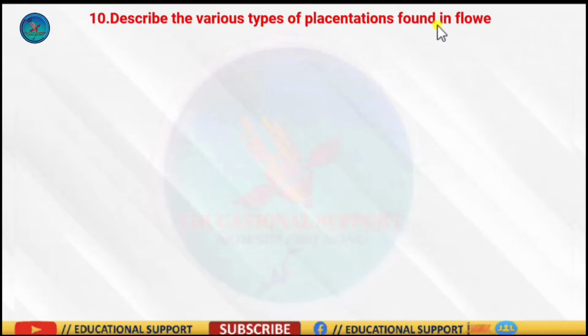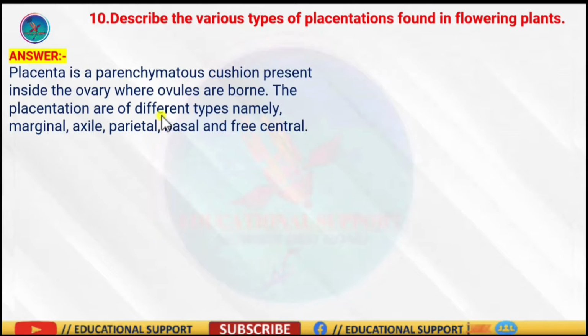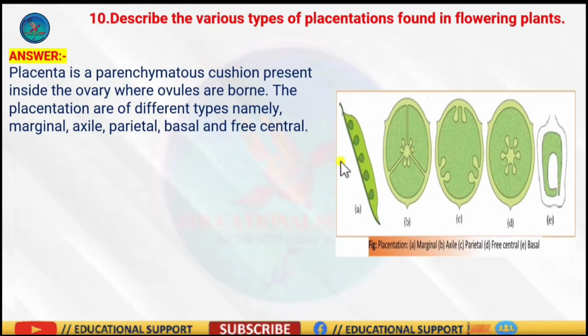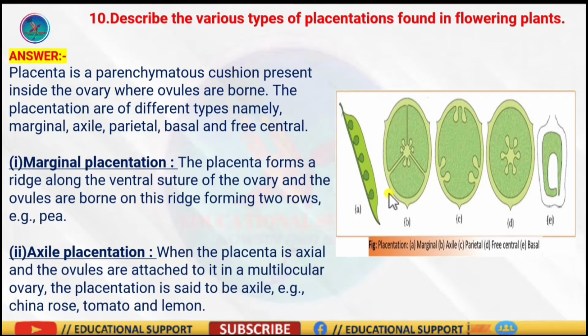Next, question number 10 is, describe the various types of placentations found in flowering plants. So the number of positions and arrangement of distribution of placenta inside an ovary is called the placentation. Various types of placentations found in plants are as follows. That is marginal. Marginal placenta forms a ridge along the ventral suture of the ovary. Ovules are borne on the ridge to form two rows.